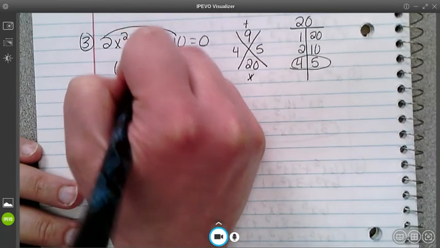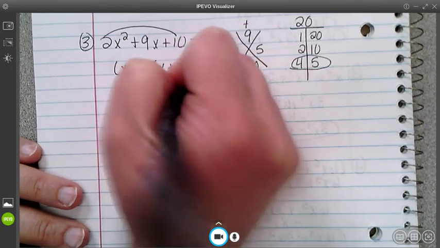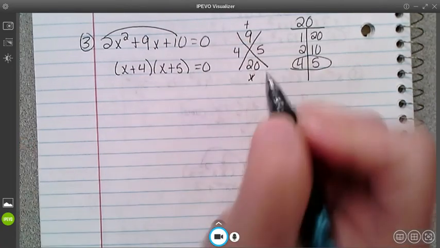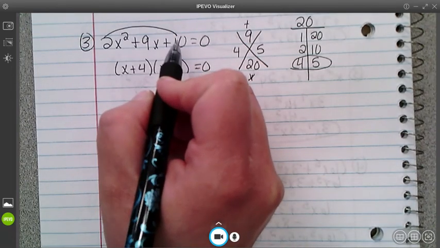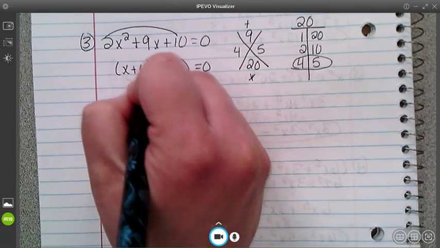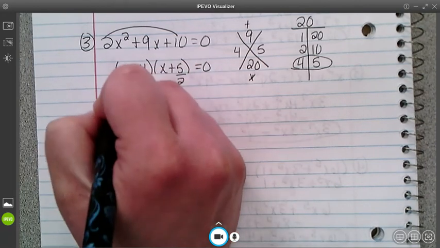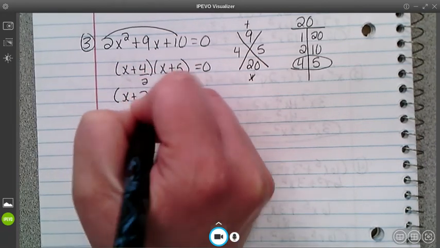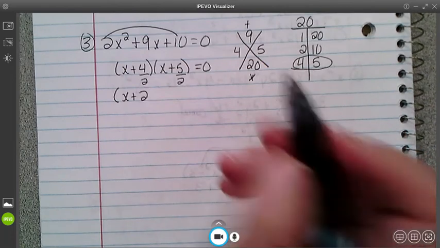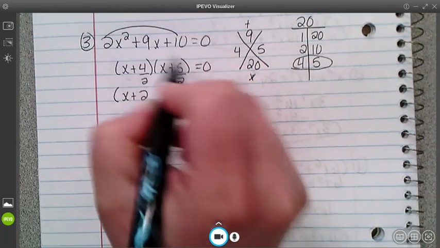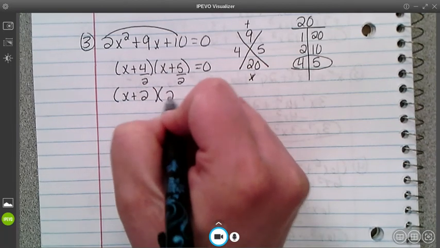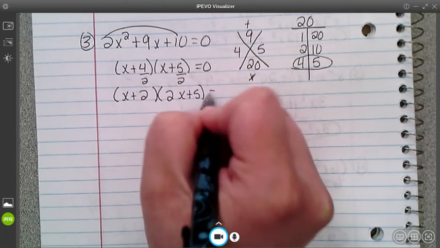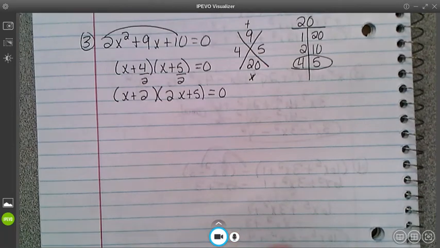So x plus 4, x plus 5, but we do not stop there because of the 2. So we multiplied by 2. Now to fix it, we divide by 2. So 4 divided by 2 is a nice whole number. 5 divided by 2 is not. So we slide that denominator over to make that 2x plus 5 equals 0.